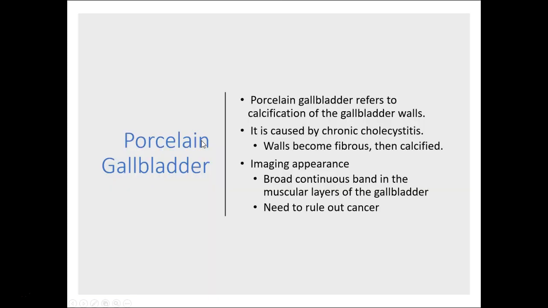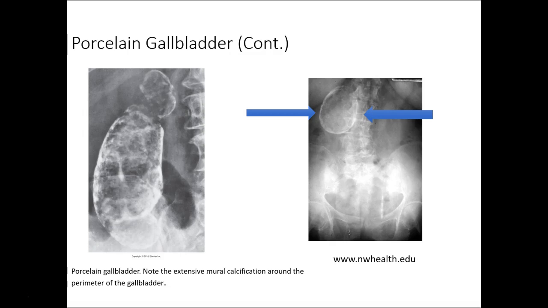So not good. Okay, porcelain gallbladder refers to calcification of the gallbladder walls. It's caused by chronic cholecystitis, and the walls become fibrous and then calcify. You can see here it's been calcified, so we can see it really well. This is called porcelain gallbladder. The main concern is that we need to make sure that it's not cancer. Cancer can look like this also, so we have to rule that out and make it porcelain gallbladder instead of gallbladder carcinoma.